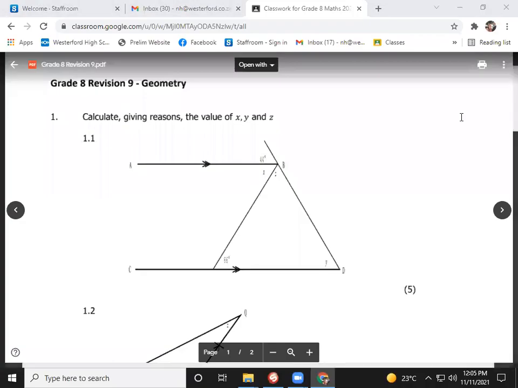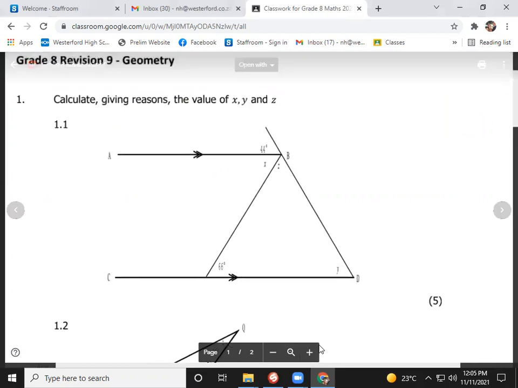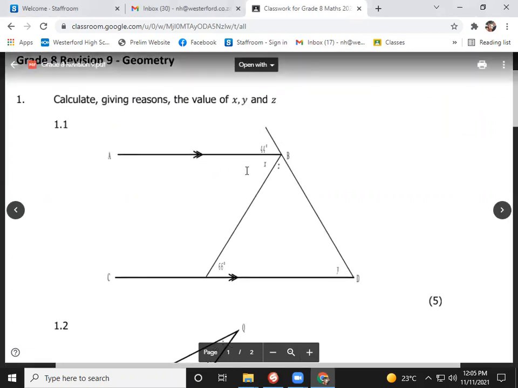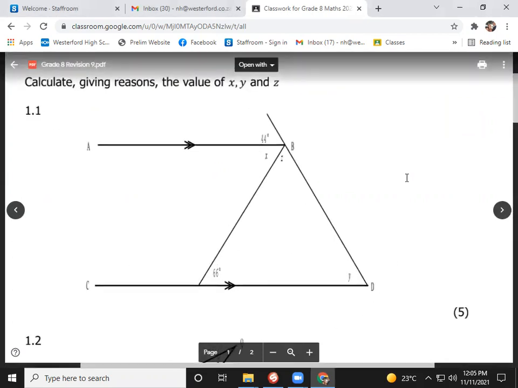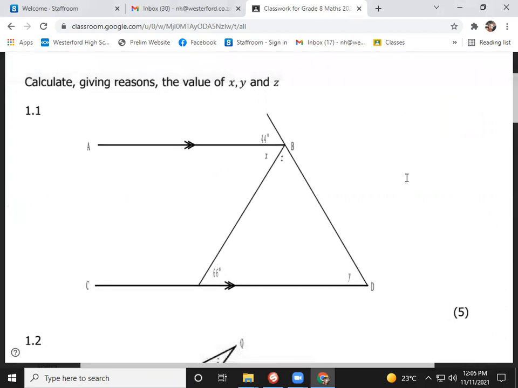Talking through them. Okay, so this is revision 9, as you can see. For the first one, sorry, these diagrams look a bit stretched or something, it's a bit unclear. But they're saying calculate, giving reasons, the value of x, y, and z. Right? Now, guys, usually when they list them in that order, that's the order that they want you to find them in. That's also the order in which the question will be set up for you to find them in. All right?